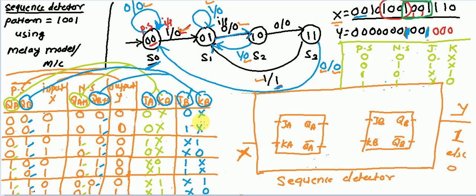Now next step, we have to use the K-map for expressing each input JA, KA, JB, KB in its minimal form.